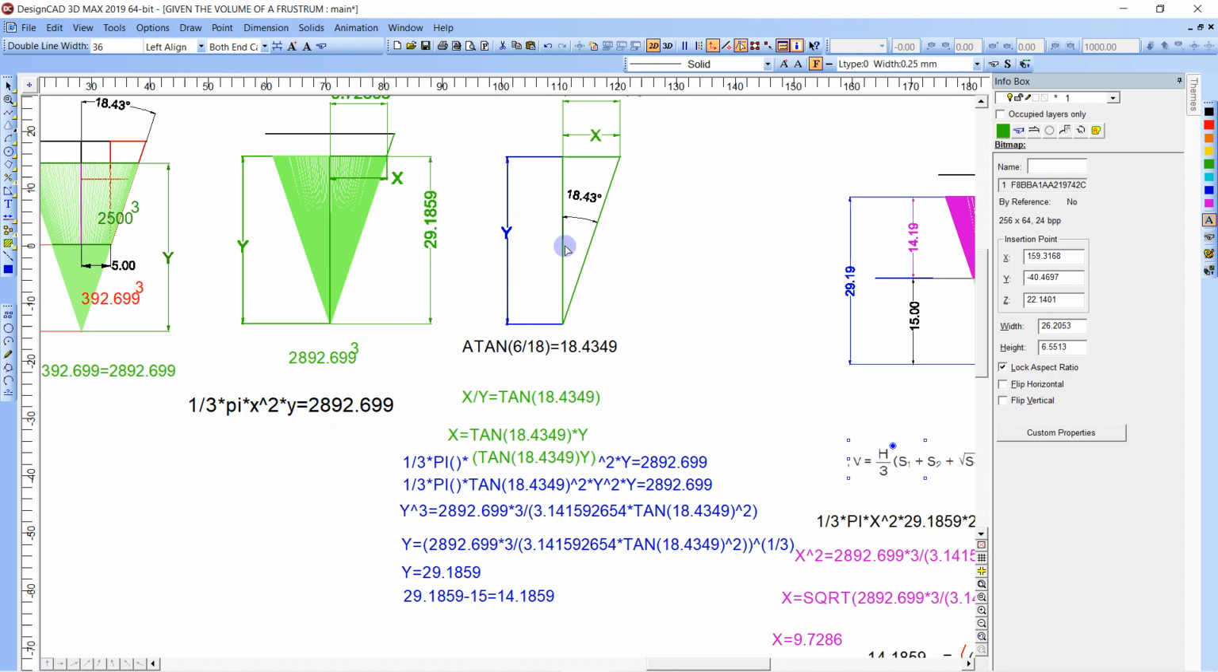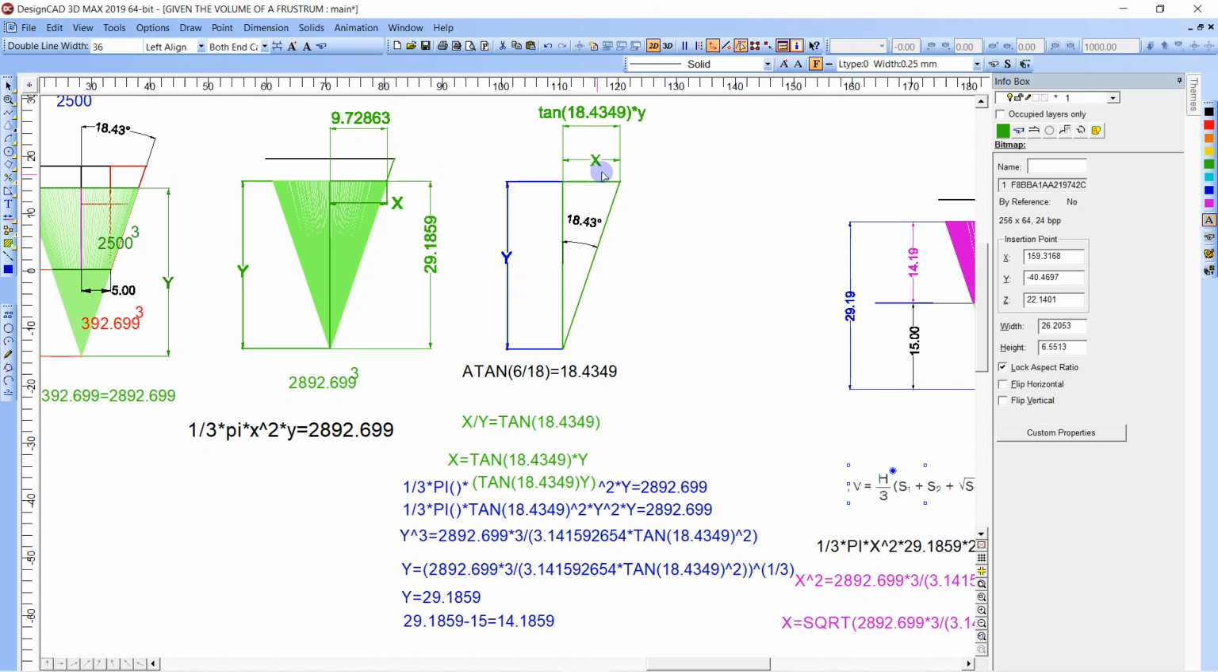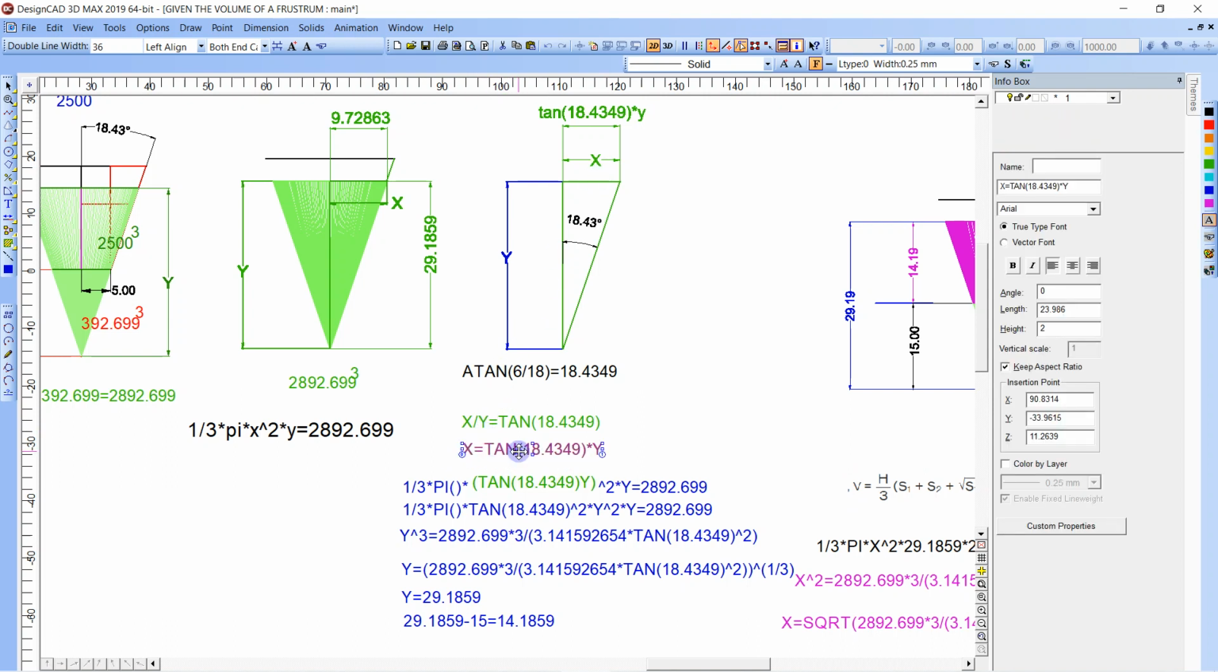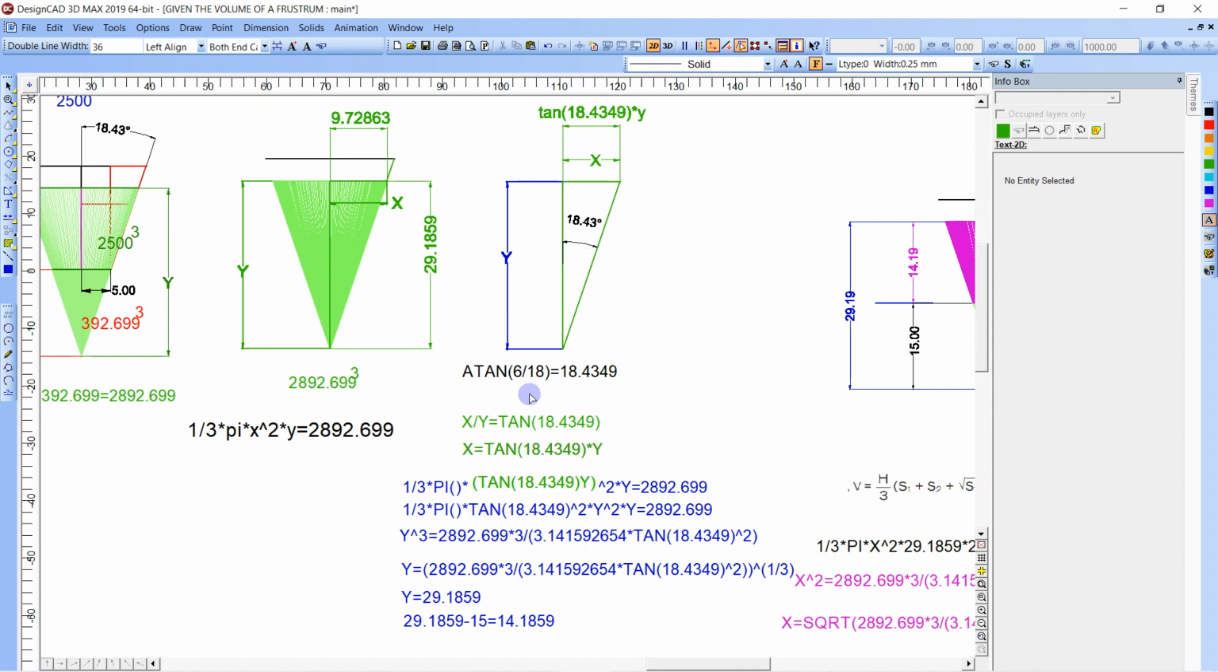Since we have the angle and a side, you can calculate the other side. So what we're going to do is substitute. x divided by y is the tangent of 18.43. Then we'll write that down and solve for x. So x is equal to tangent of 18.43 times y.